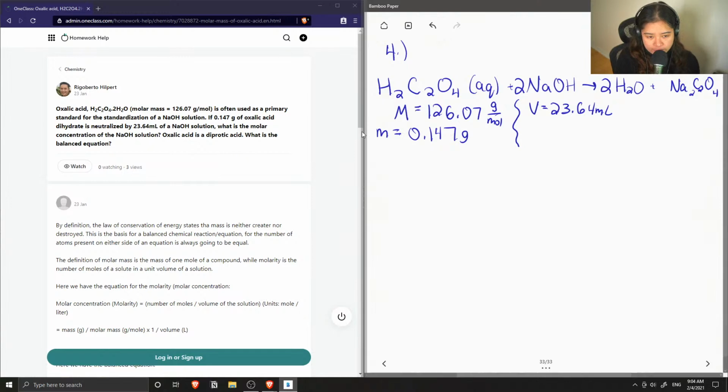Okay, so the first step is to, let's see. Okay, so we're given the mass and the molar mass of oxalic acid. So the first step is to find the number of moles.